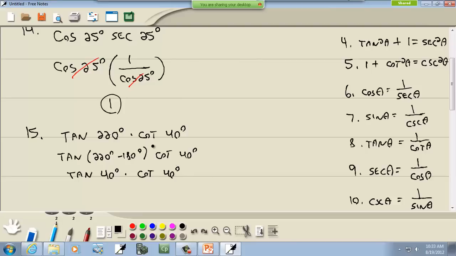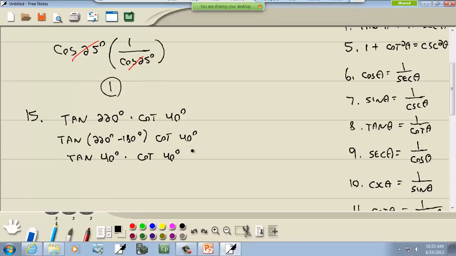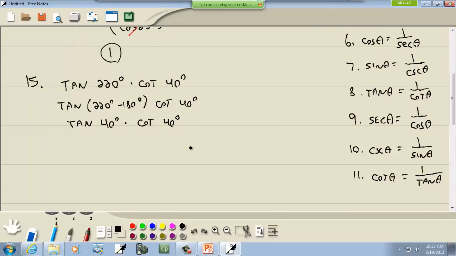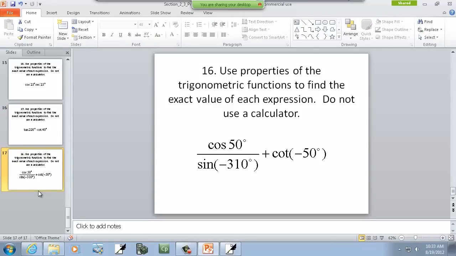Now, what made me think that is, well, 220 was larger than 40, so I wondered, well, if I subtract 180, will they be the same? And they are. Now, from the 11th property, we said cotangent theta is equal to 1 over tangent theta, so I can rewrite the cotangent 40 degrees as 1 over tangent 40 degrees. And by doing that, then this cancels with this, and our answer is 1. I don't think all the answers are 1, in case you're wondering, but maybe they are. I don't know.